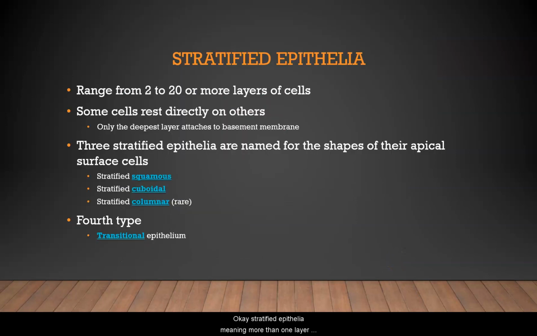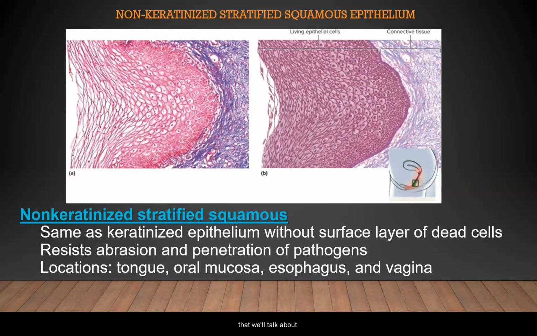Okay, stratified epithelia, meaning more than one layer, either 2 to sometimes up to 20 layers of cells. Some cells will rest directly on others, and only the deepest layer will attach to the basal lamina. There are 3 stratified epithelia that get named for the shapes of their apical surface cells, not the basal, the apical. Stratified squamous, stratified cuboidal, and also stratified columnar, although that's quite rare. And there's also a 4th type called transitional epithelium that we'll talk about.